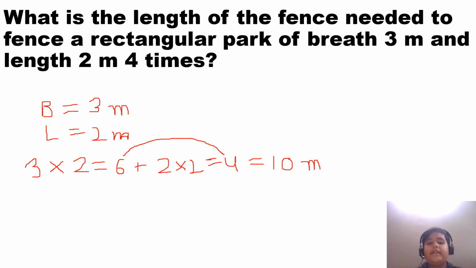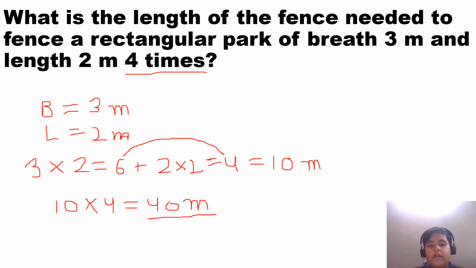Now the question is saying that we have to fence this park 4 times. It means we have to multiply 10 into 4, which will be equal to 40. Answer is 40 meter. We need 40 meter of fence to cover the park with 3 meter breadth and 2 meter length 4 times.